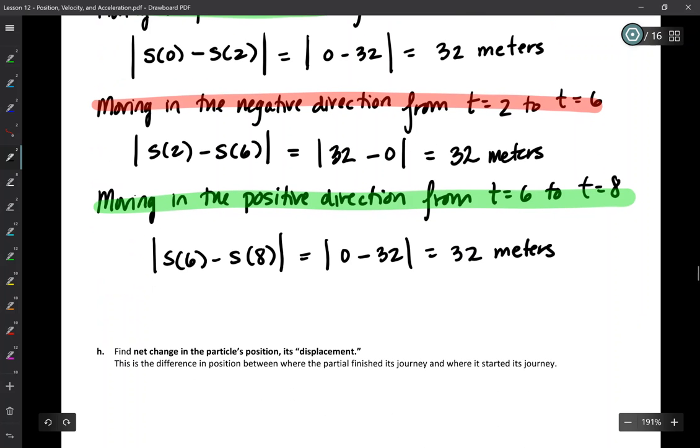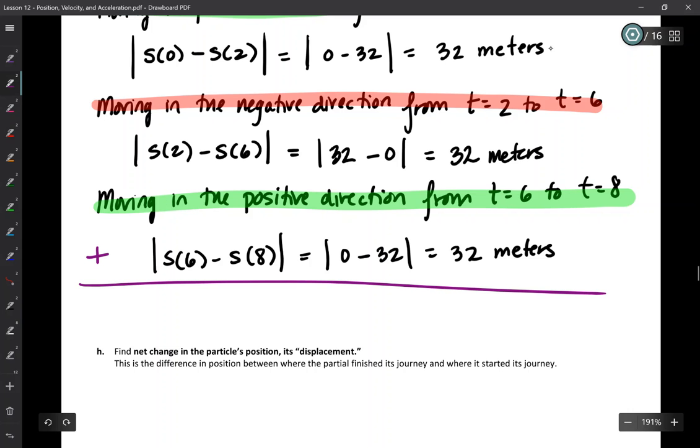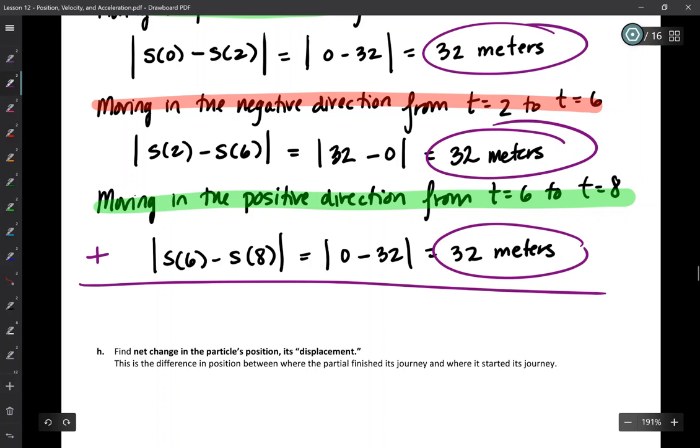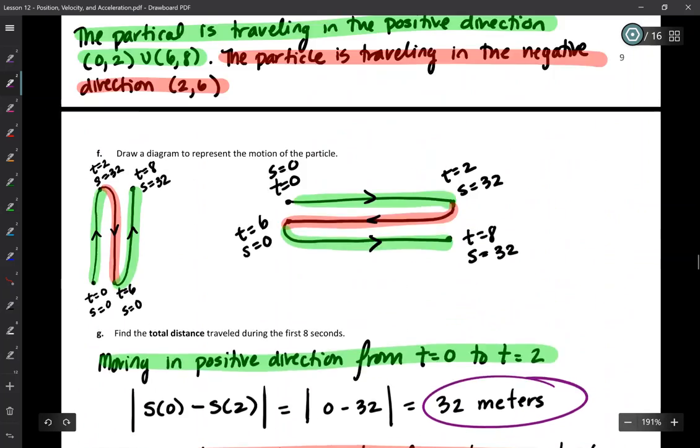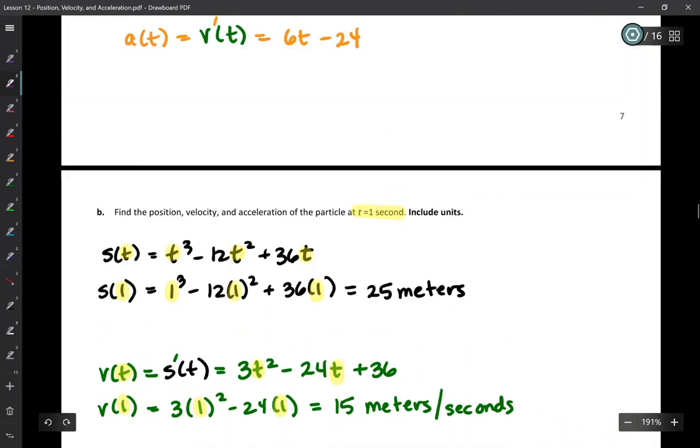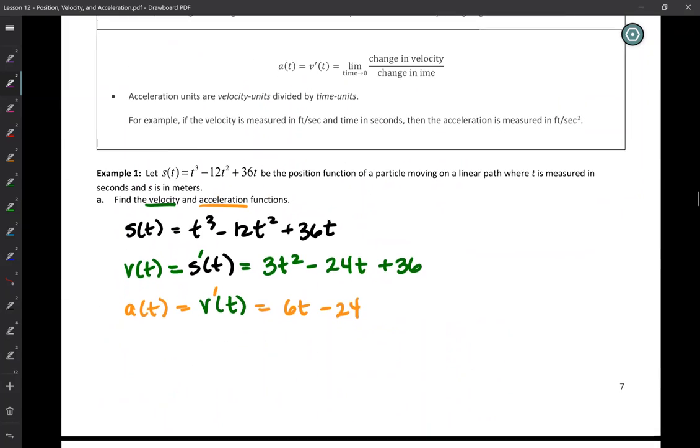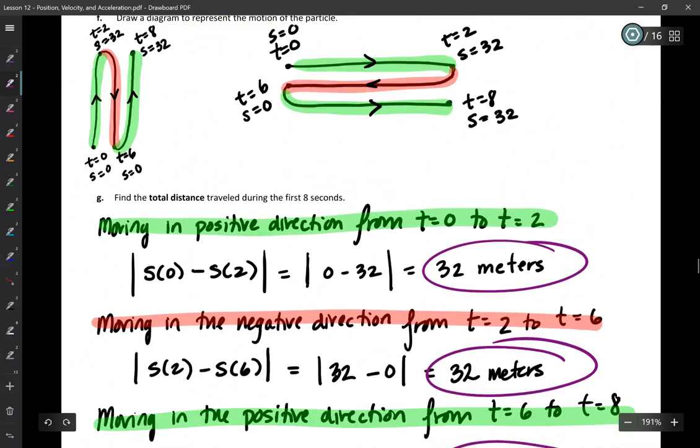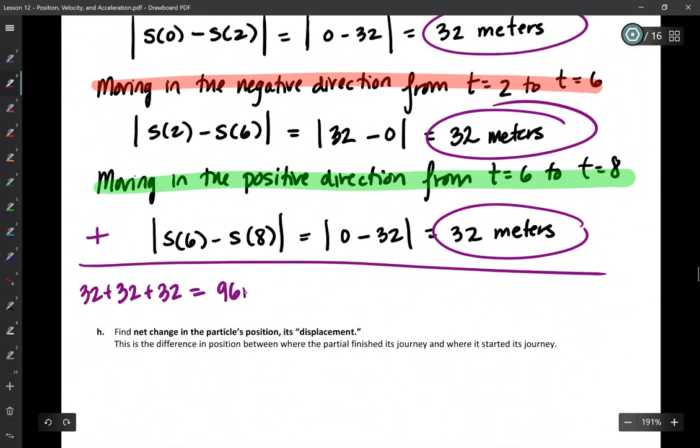So the total distance traveled is going to be adding that all up. Adding up each one of those 32s. 32 plus 32 plus 32 is 96. And are these meters? I think I said meters, but for a second my brain thought feet. Yes, meters. Good. 96 meters traveled in total.